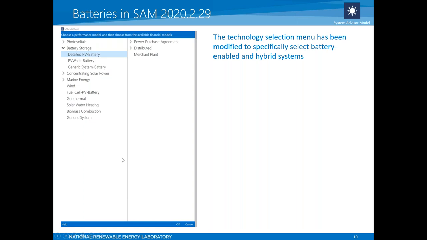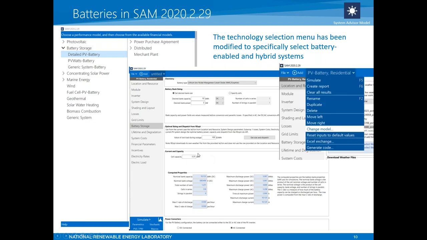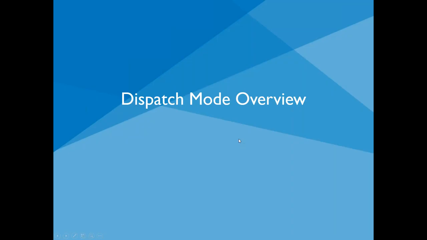So there's this new battery storage option in which you can select the detailed PV model with a battery, the simplified PVWatts model with a battery, and the generic system with a battery. And then at that point, you select your financial models. If you do that, the battery storage page will already be filled out with all of the relevant inputs. And if you want to change to a detailed PV or standalone PV model with the same inputs for the relevant fields, you can use this change model option from the model dropdown.